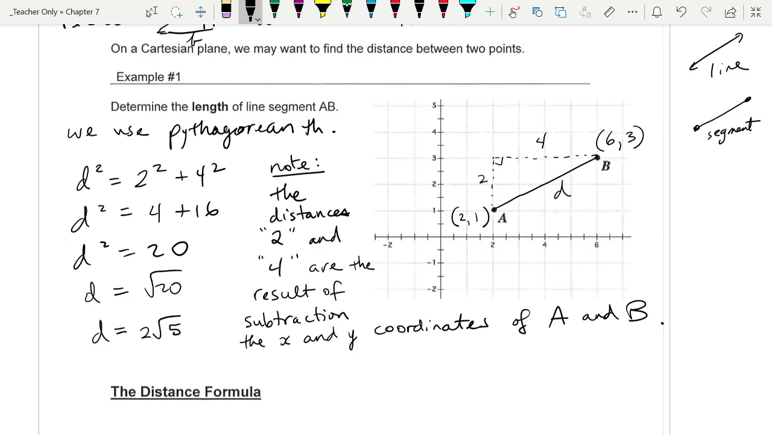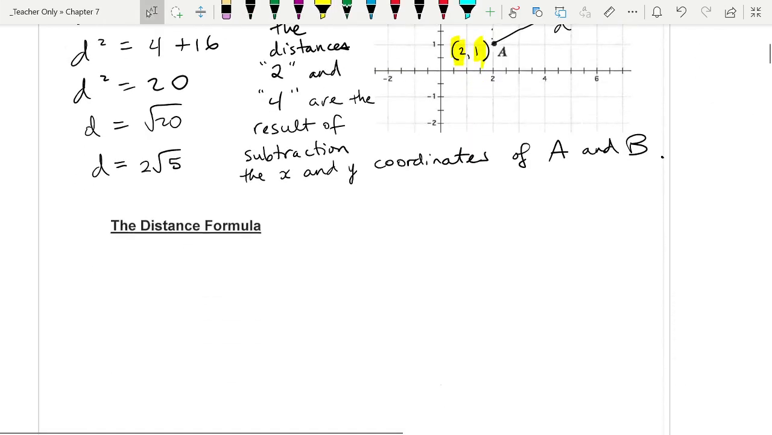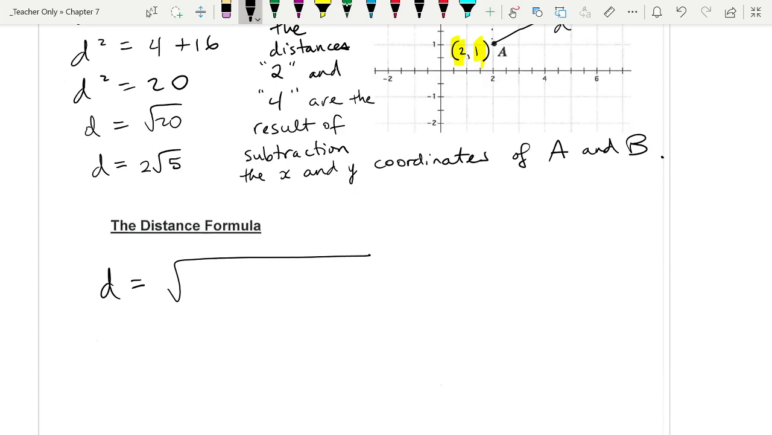So do you see where that 4 comes from? The 4 is 6 minus 2. See where this 2 comes from? 3 minus 1. I feel a formula coming on. The distance formula is, now, remember, d squared is what I got here, but what did I end up doing once I hit that last step? I ended up square rooting the other side.